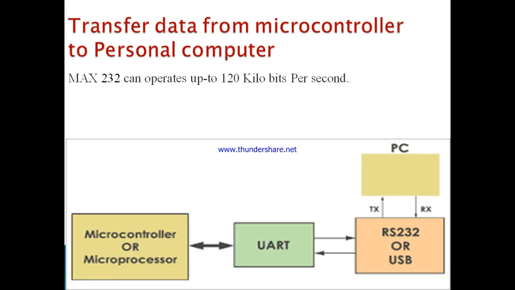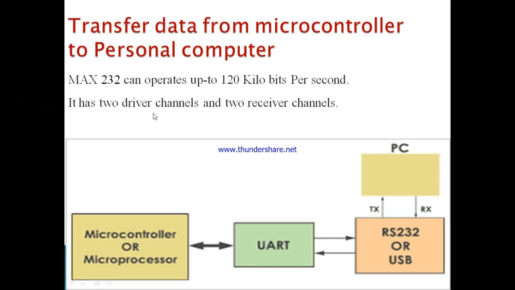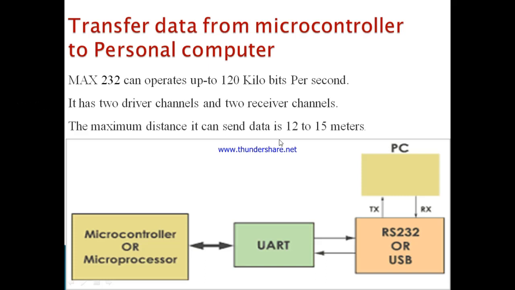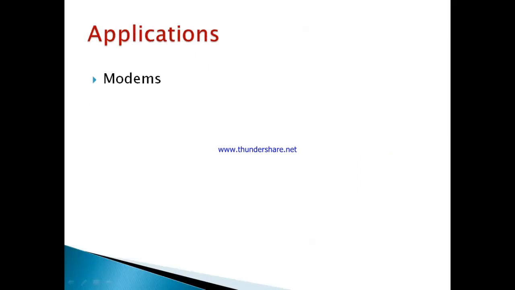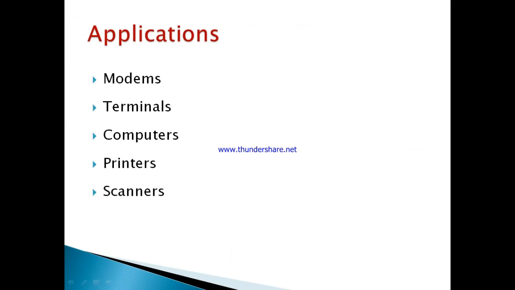MAX232 can operate up to 120 kilobits per second. It has two driver channels and two receiver channels. The maximum distance it can send data is 12 to 15 meters. MAX232 is used in modems, terminals, computers, printers, scanners, fax machines, etc.